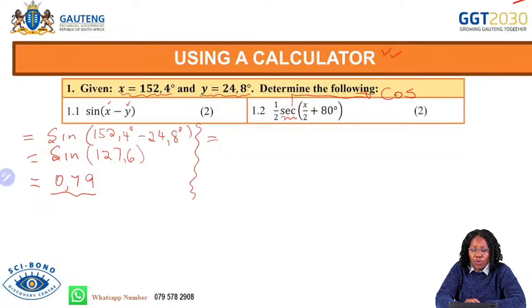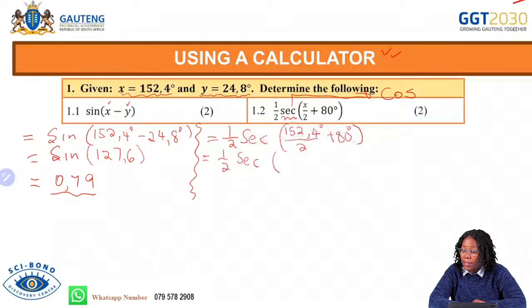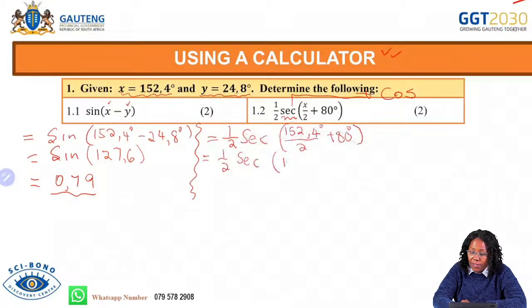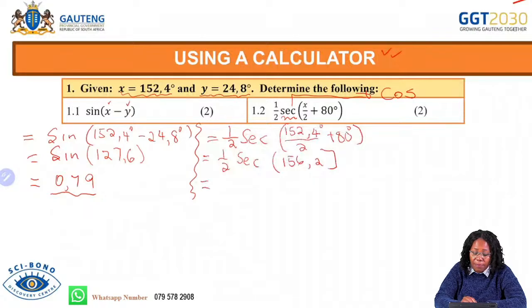Let's start by substituting first. We have 1/2. We still keep the sec because we are substituting now. X is how much? 152.4 degrees all over 2 plus 80 degrees. We are busy simplifying the brackets, grade 12. We'll leave the sec for now. We'll deal with it later on. And then now this will be 156.2 if you divide and add in the bracket there. And then now we have simplified the bracket.